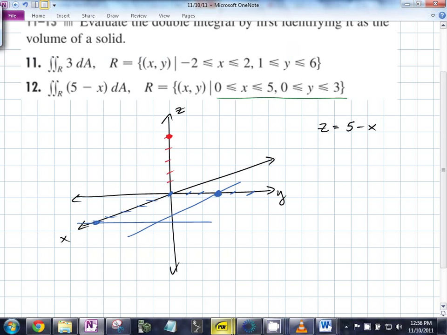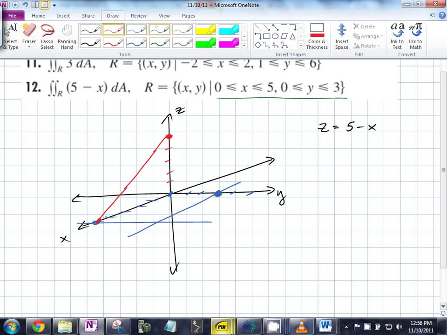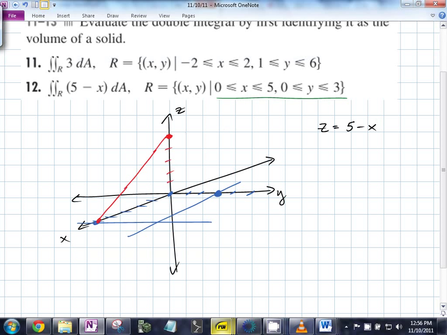And when x is 5, z is what? 0. So you connect this like that, right? And then what happens as you vary y? It just shifts that line that way, yeah. Exactly. So you end up with the ramp. It is a ramp. There we go.